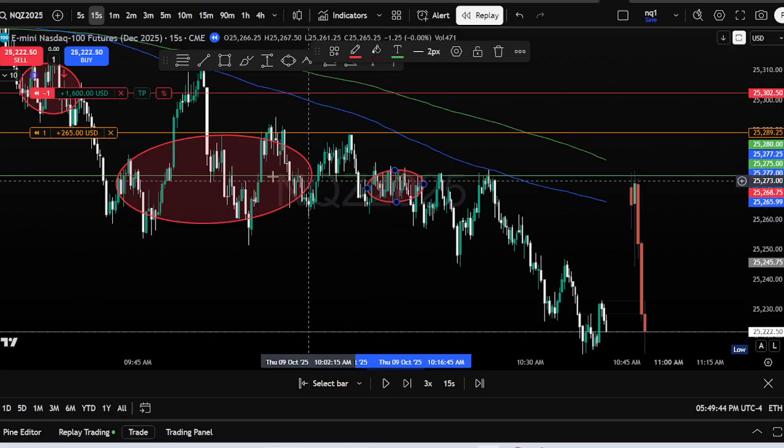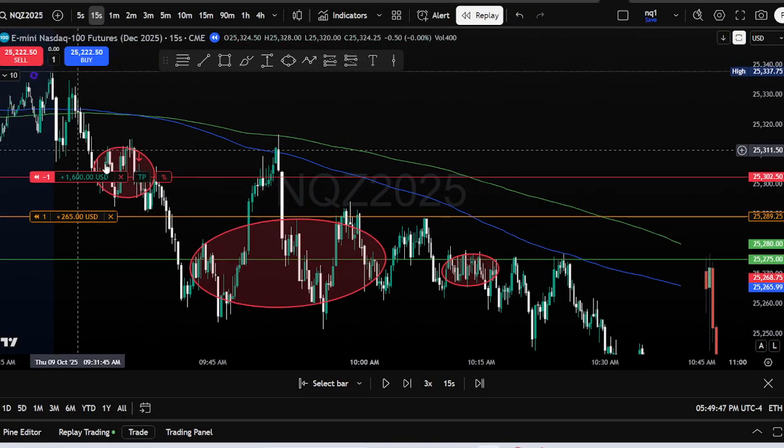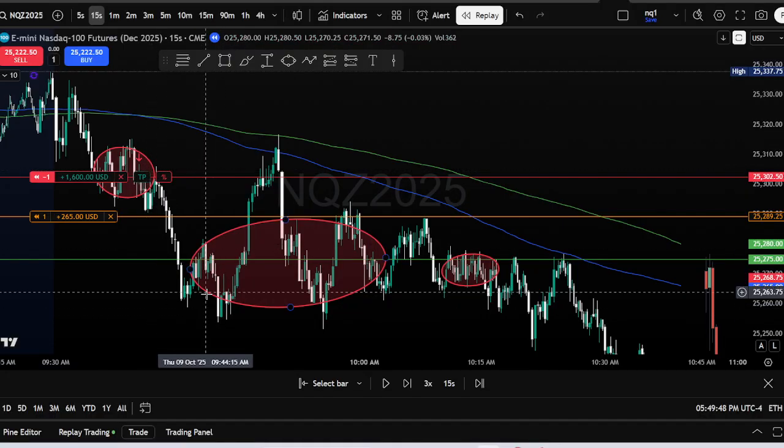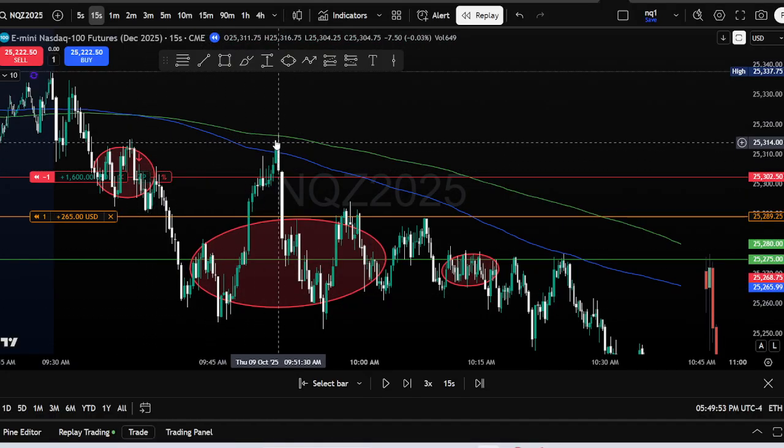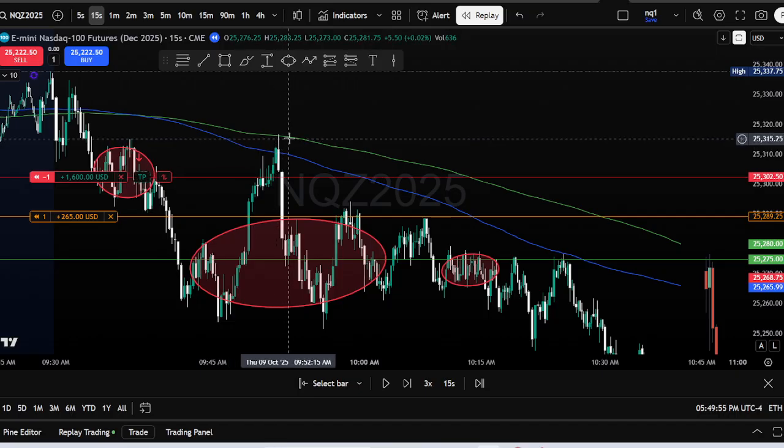This is that fractal I was talking about. It made the football, came down, it made the move, came back up, swept the highs. In real time, I would have probably tried to add right here.